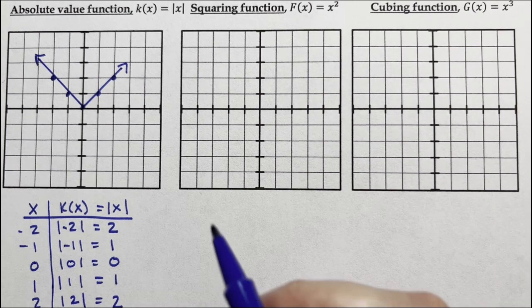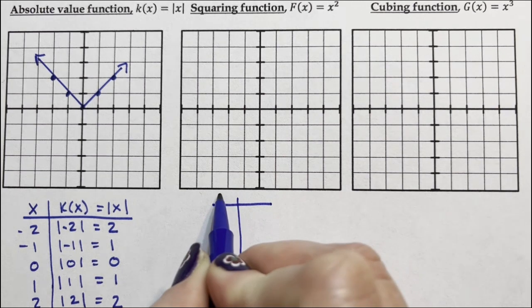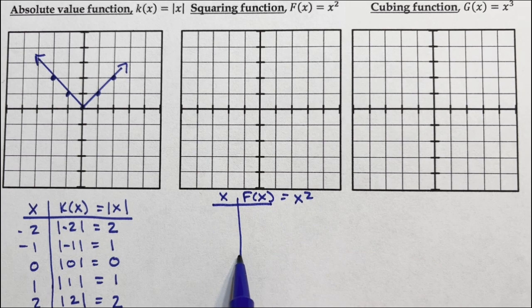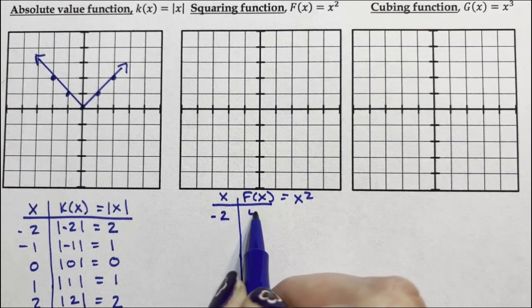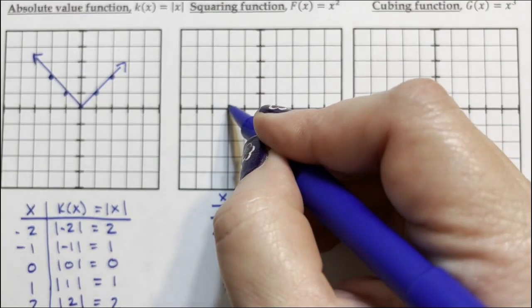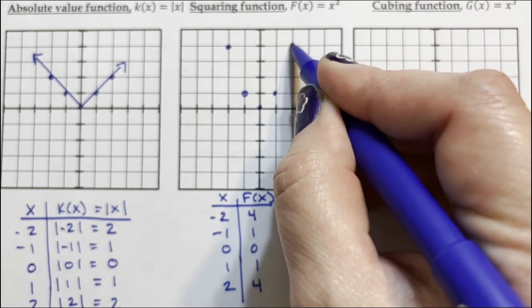Okay, for my next function, my squaring, I have x and f of x equals x squared. Again, this is the second way I can take a number and clear away a negative. So at -2, I have 4. At -1, I have 1, 0, 0, 1, 1, 2, 4. The middle looked the same, but at the ends, we got a little bit bigger. So -2, 4, -1, 1, 0, 0, 1, 1, 2, 4.